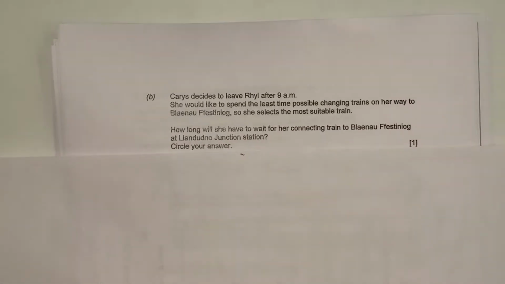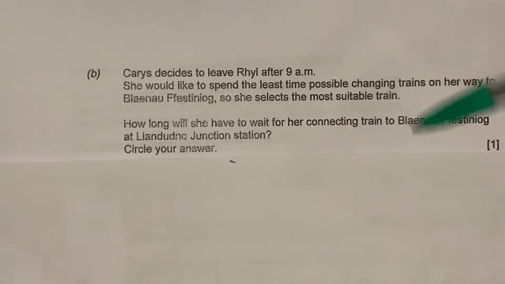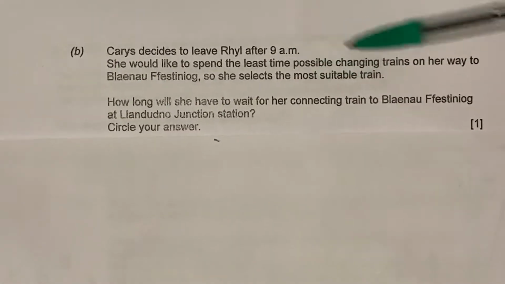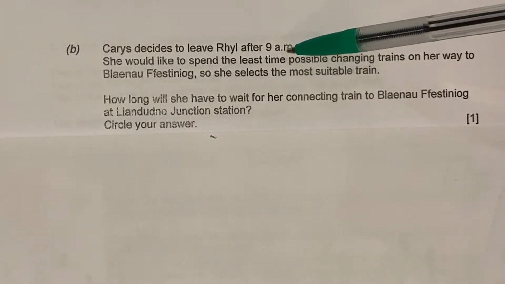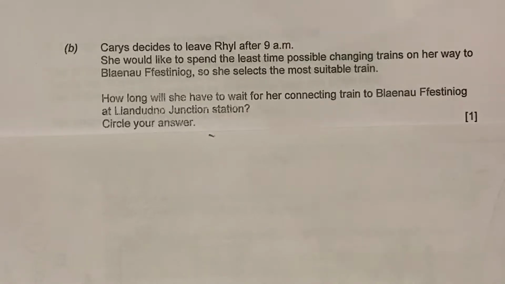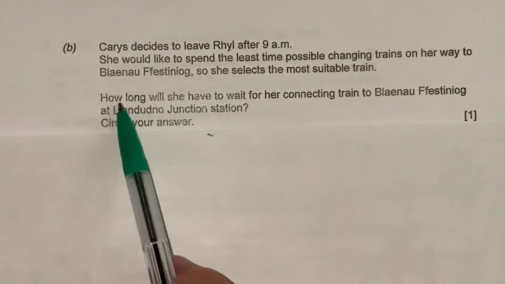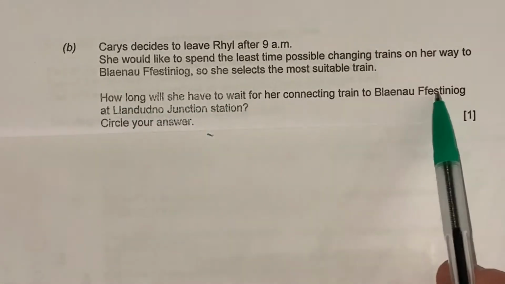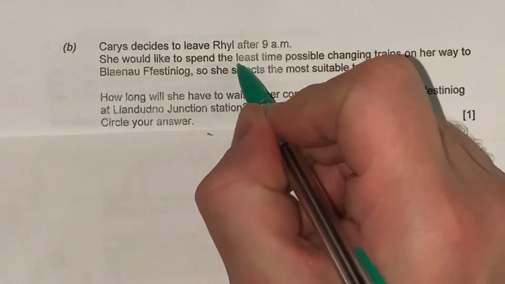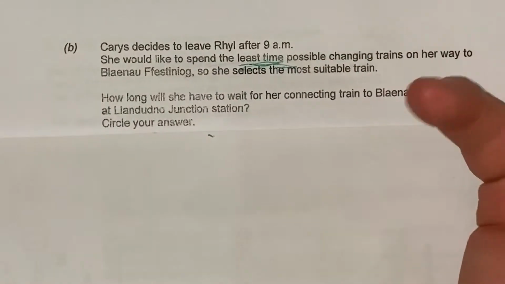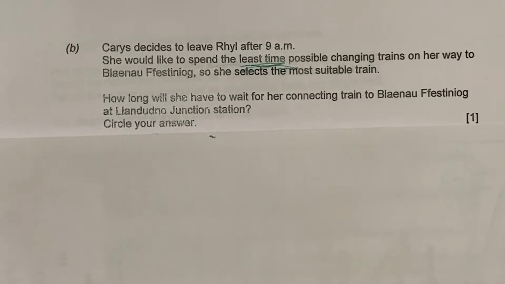For this question, it's pretty much just carrying on from the last one. You know which train she could have got, the earliest possible one, but what I'm hoping you notice is there's quite a gap when she had to wait. On this question, all it's saying is how long will she have to wait for a connecting train, because she would like to spend the least possible time, which makes sense. You don't want to be standing between the two waiting for ages.